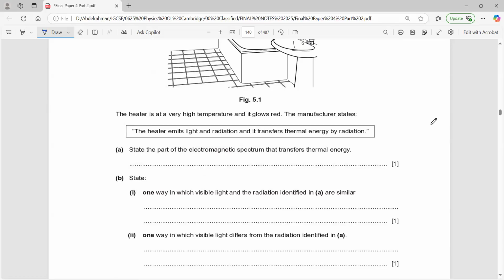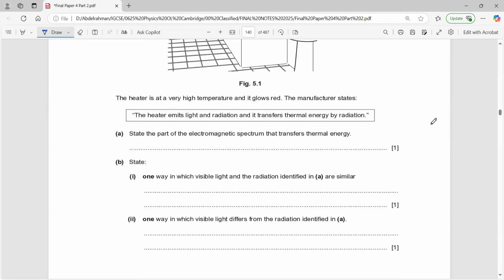Electromagnetic waves. State the part of the electromagnetic spectrum that transfers thermal energy. Thermal energy is using the infrared, right? Infrared radiation. It has to do with the thermal energy.